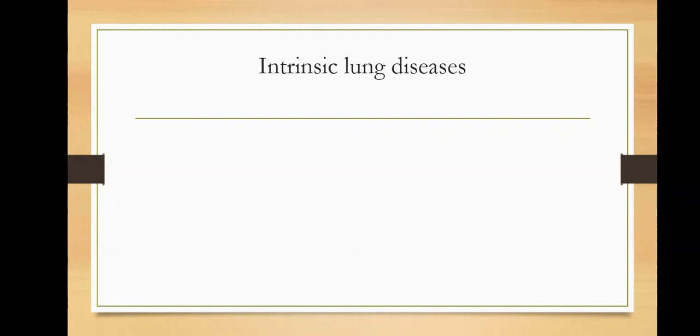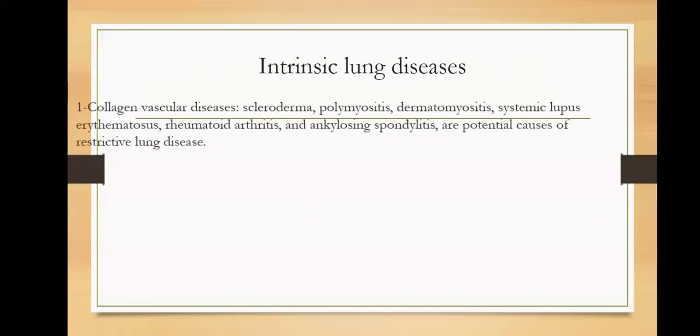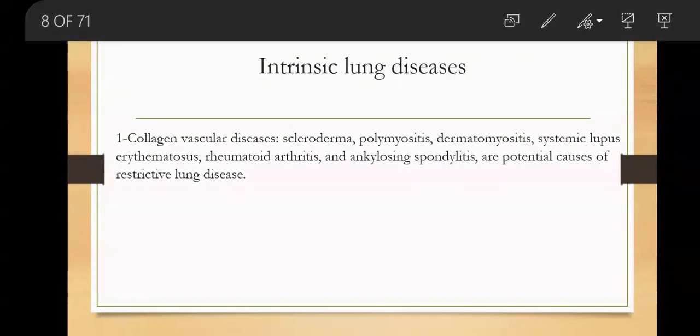Okay, so diseases like SLE, rheumatoid arthritis, scleroderma, polymyositis, dermatomyositis, ankylosing spondylitis. So rheumatoid arthritis and SLE, they are known autoimmune disorders. Scleroderma is an autoimmune disorder. Polymyositis and dermatomyositis, all these are autoimmune disorders.